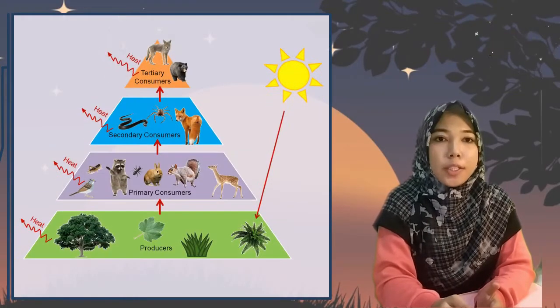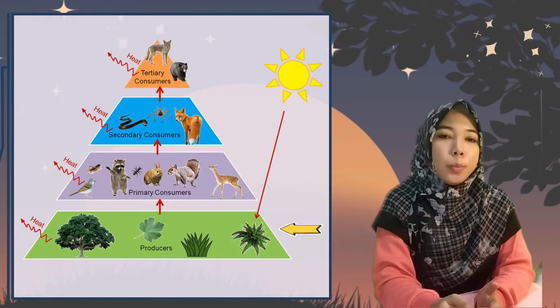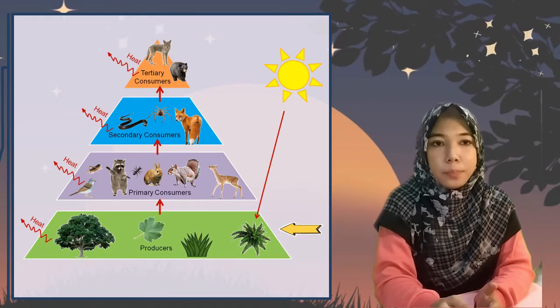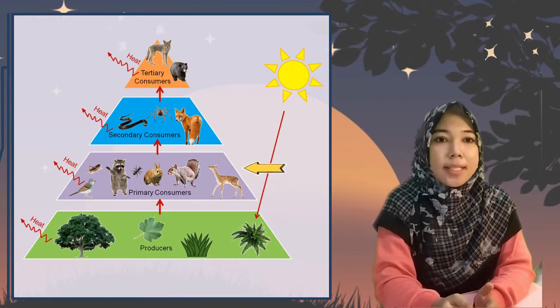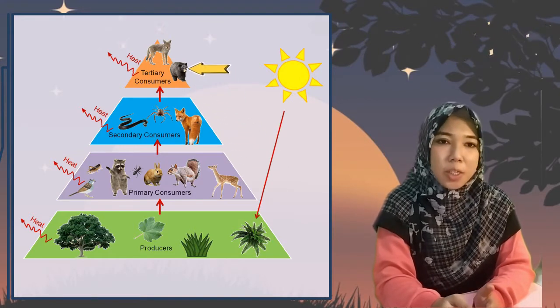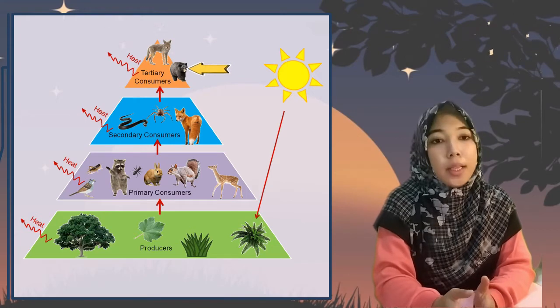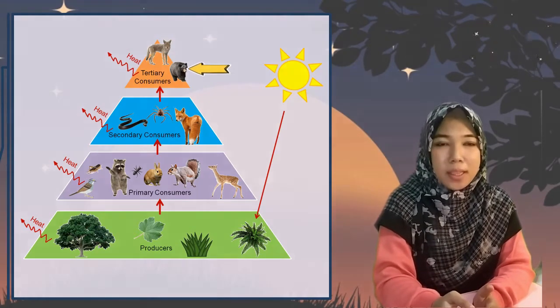The food chain also explains the feeding pattern or relationship between living organisms. Trophic level refers to the sequential stage in a food chain, starting with producers at the bottom, followed by primary consumers, secondary consumers, and tertiary consumers. Every level in a food chain is known as a trophic level.